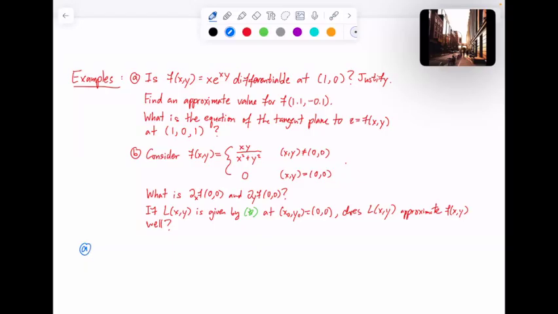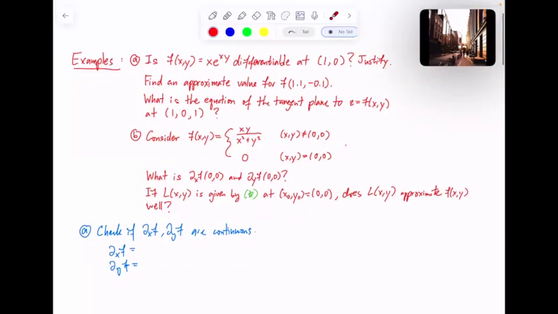Is x e to the xy differentiable at 1, 0? What should we check to make sure that a function is differentiable or not at a point? Right, you want to check if partials are continuous, right? So what are the partials in this case? What's the x partial and what's the y partial? So your function is x e to the xy. So what's partial x of this?